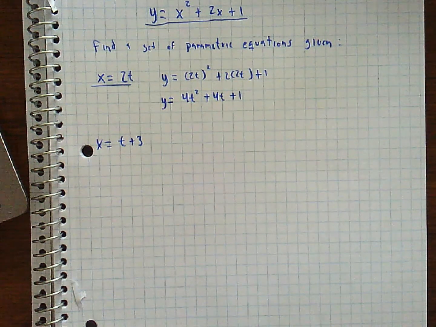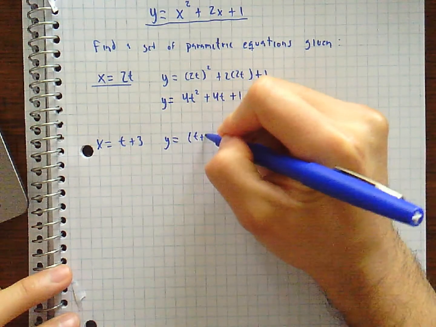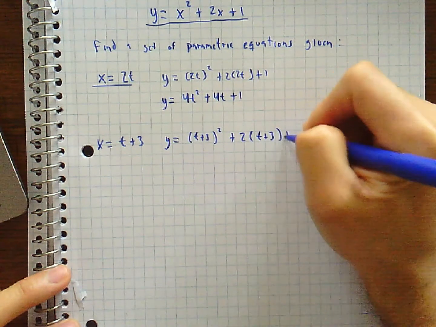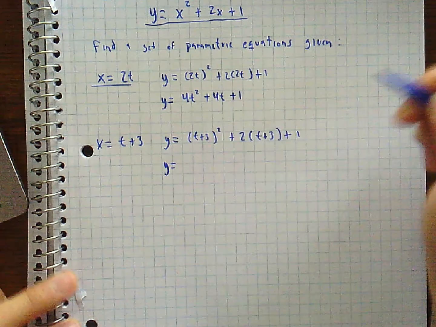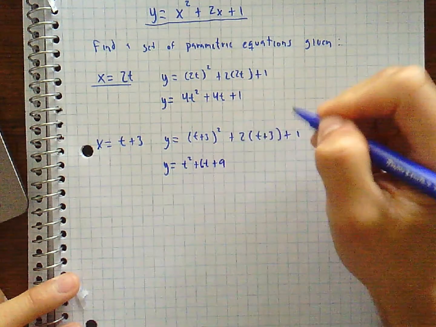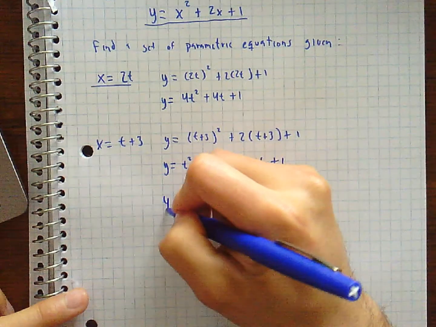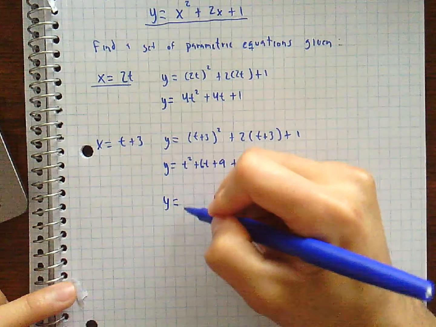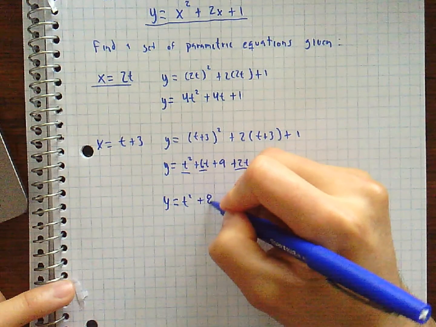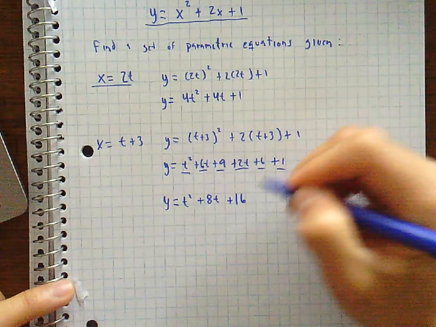All right, I'm assuming you've already given it a go. So I'm assuming you did y is equal to (t plus 3) squared plus 2 times (t plus 3) plus 1, which means that (t plus 3) squared is the same thing as t squared plus 6t plus 9, plus 2t plus 6, plus 1. If we clean it up, we've got a t squared here, and then a 6t and another 2t, so that'll be plus 8t, and then 9 and 6 are 15, and 1 is 16, plus 16.